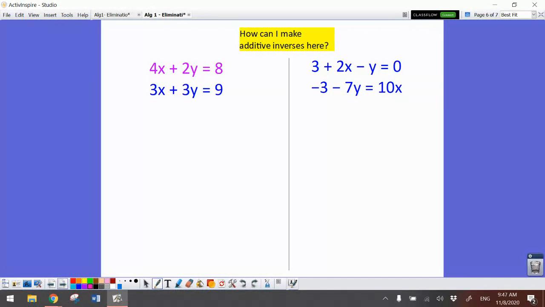And let's think about what numbers, can I make the numbers the same? So can I make a 3 into a 4? No, can't make a 3 into a 4. Can I make a 2 into a 3? I can't do that either. So at this point, since I can't do either one, I can decide, do I want to get rid of x's or do I want to get rid of y's? It doesn't matter. So let's say this time I want to get rid of y's. So I have a 2 and I have a 3. Well, I know that if I multiply 2 times 3, that gives me 6. And 6 would be the least common multiple.